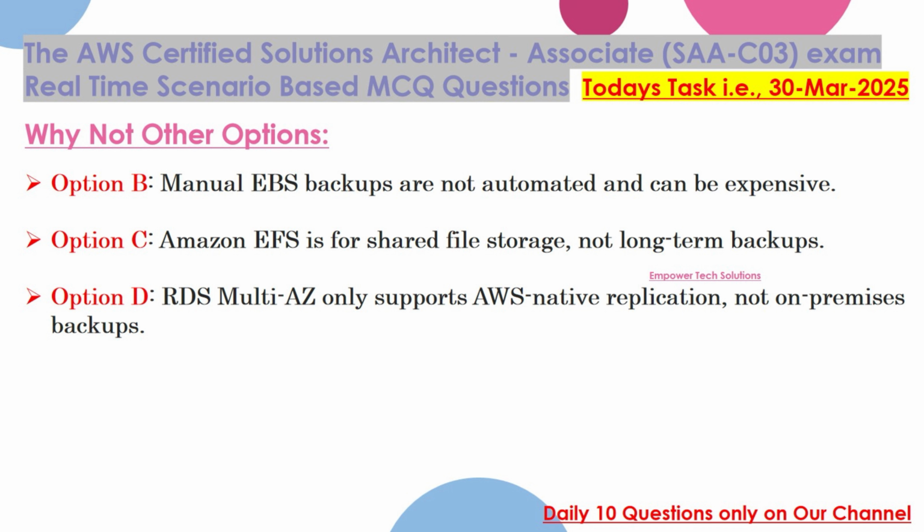Option B. Manual EBS backups are not automated and can be expensive. Option C. Amazon EFS is for shared file storage, not long-term backups. Option D. RDS Multi-AZ only supports AWS native replication, not on-premises backups.